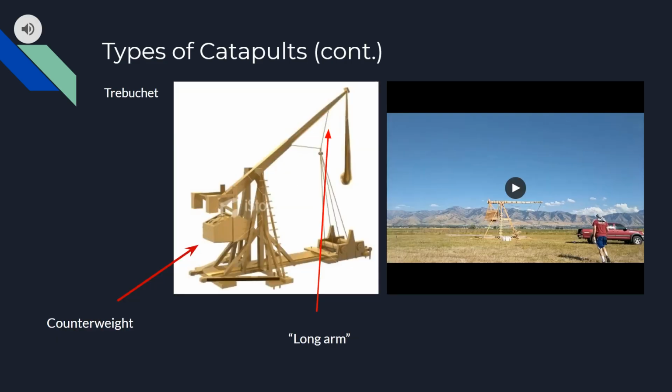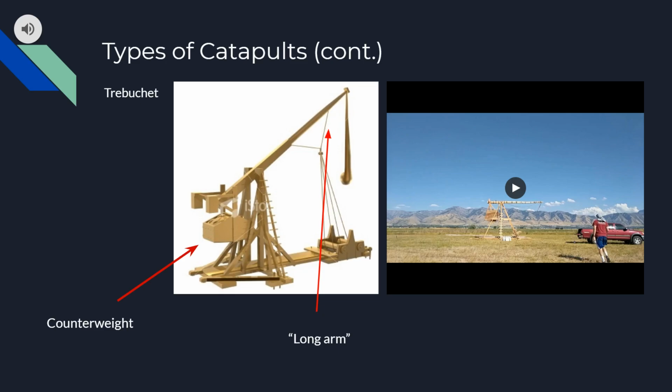The last type of catapult is the trebuchet. Now, the trebuchet is one of the most accurate catapults there is. Basically, it consisted of a counterweight and a long arm. On that long arm, there was a sling that held some sort of projectile.